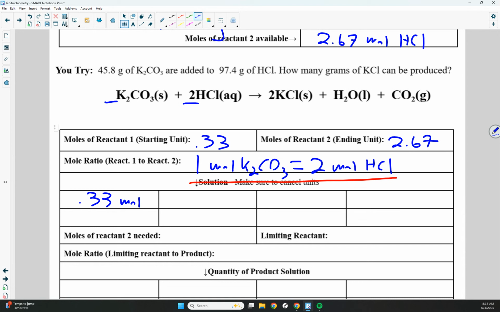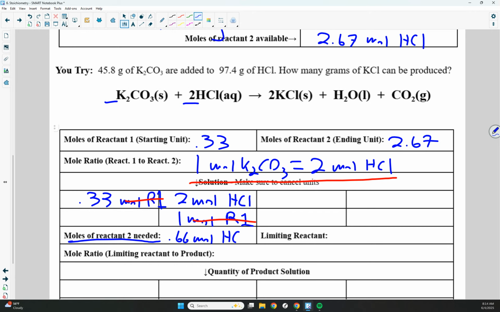And to make things a little simpler here, I'm just going to write R1, so I don't have to write out that whole formula for K2CO3. So my molar ratio, I'm going to put 1 mole of R1 down here, and then I'm going to put 2 moles of HCl up here because that is my molar ratio. This allows me to cancel out moles of R1. And what I figure out now is that I have 0.66 moles of HCl is what I'm going to need. So I'm going to put that right here, needed.